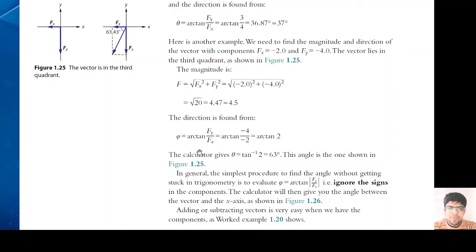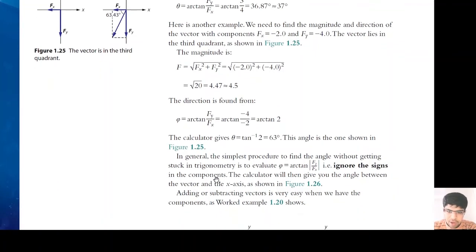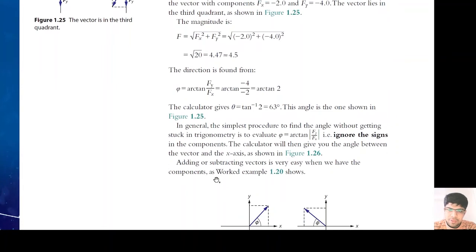The direction is found from phi. Remember, phi equals arctan Fy over Fx, which equals arctan of negative 4 over negative 2, and it equals arctan 2. Then the calculator gives theta equals tan inverse 2 equals 63 degrees. This angle is the one shown in figure 1.25.